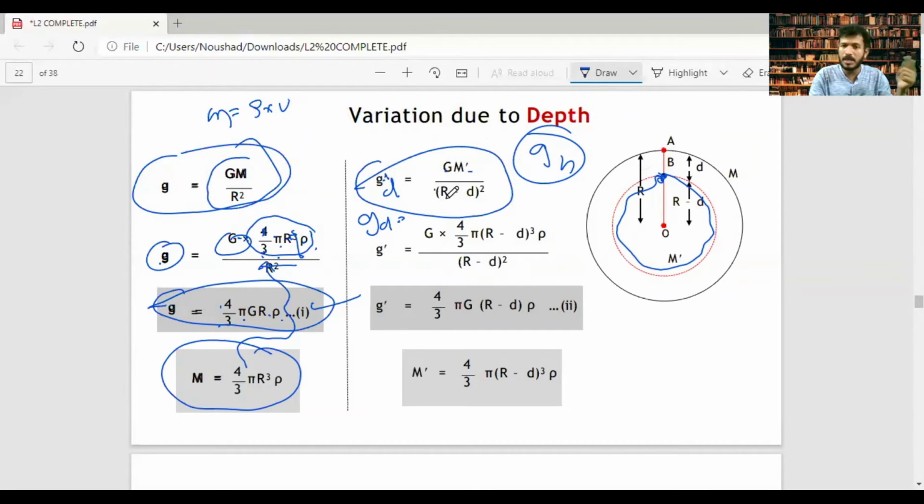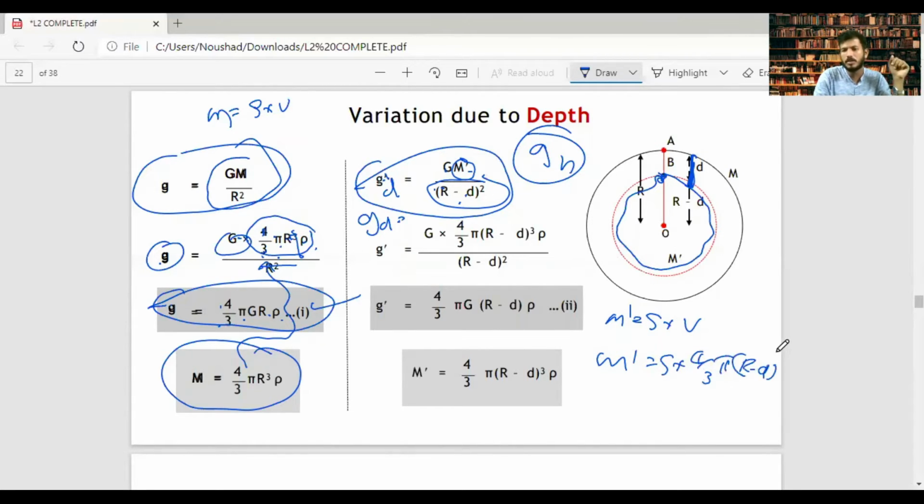g m dash by r minus d the whole square, because r is now r minus d, because this length is subtracted, so r minus d the whole square. This is m dash. What is m dash? M dash is density into volume, but what is the volume? 4 by 3 pi r minus d the whole cube. So I am substituting that here.